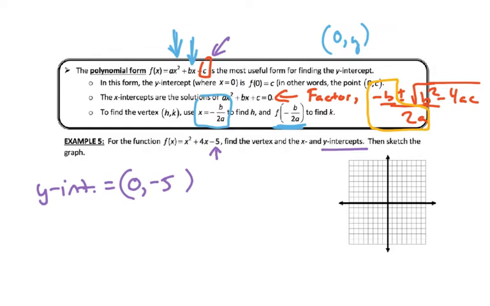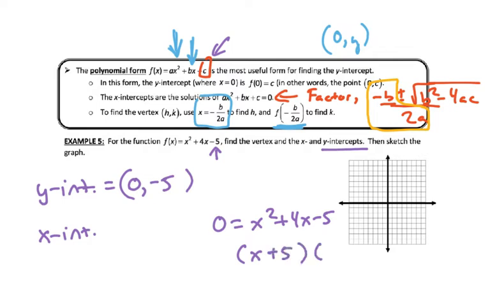Okay. So the next thing is, what is the x-intercept? Well, the x-intercept is when y is 0. So what would that be? Well, 0 equals x squared plus 4x minus 5. I'm going to factor this. This is just going to be plus 5 minus 1. And if you've forgotten how to do this, it's pretty straightforward.